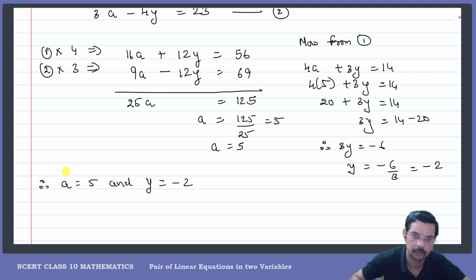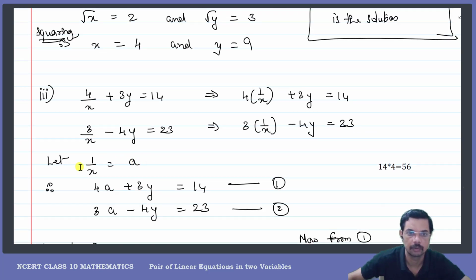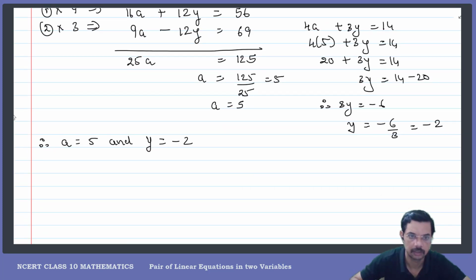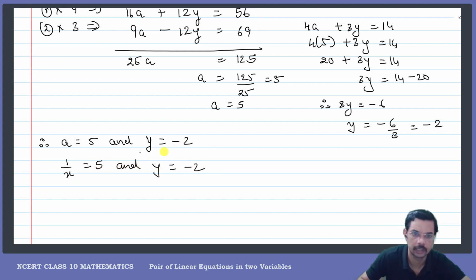This is a problem. What is a? A is equal to 1 by x, correct? So instead of a, I will put 1 by x equal to 5. And y equal to minus 2 as it is, no need to write again and again. Therefore x equal to 1 by 5 and y equal to minus 2 is the solution.